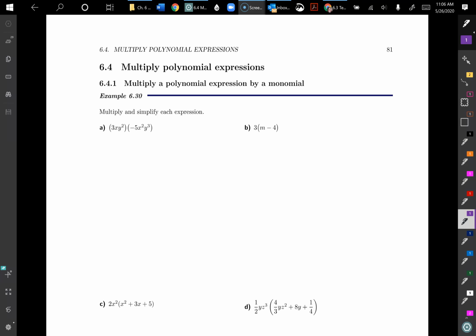We're looking at section 6.4. It's page 81 in your workbook, multiplying polynomial expressions. We're first going to start by multiplying a polynomial by a monomial.